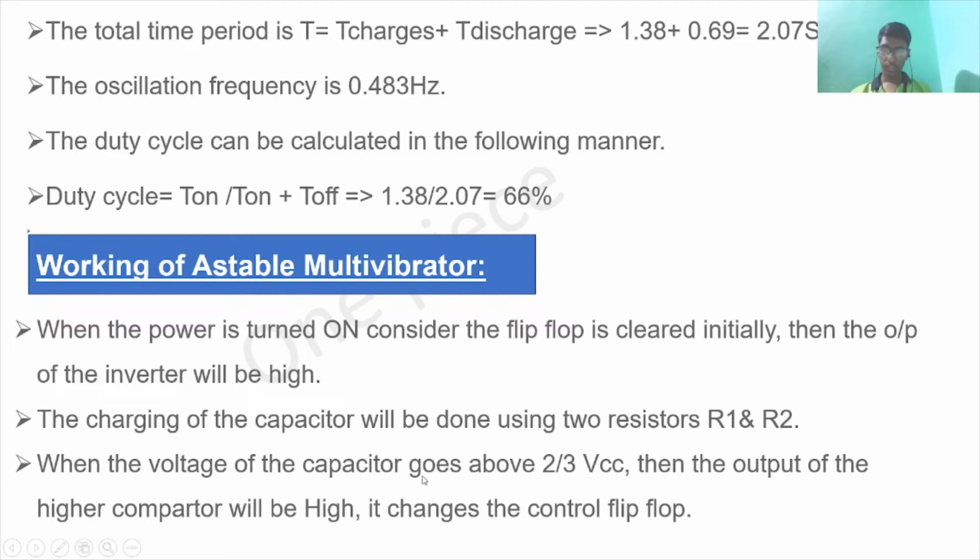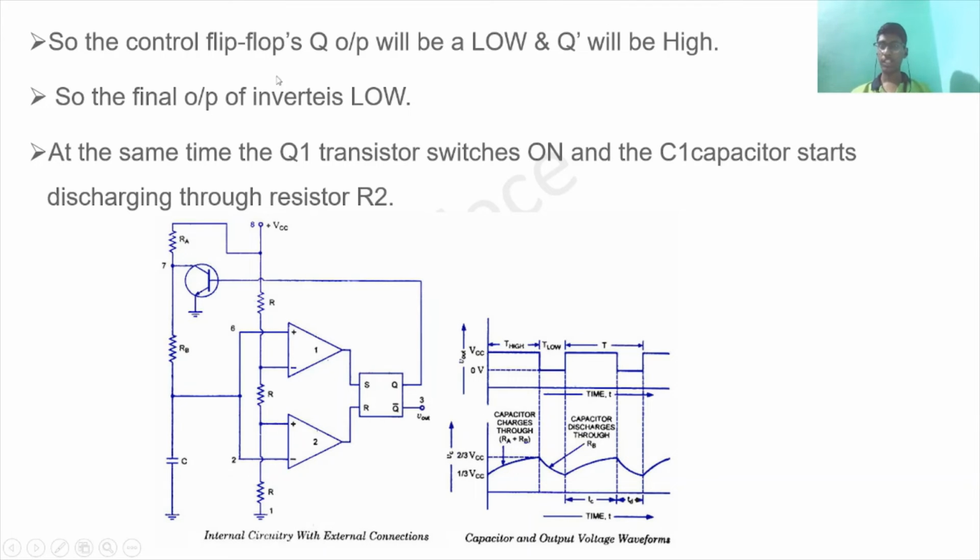When the voltage of the capacitor goes above 2/3 of VCC, the output of the higher comparator will be high. It changes the control flip-flop. So the control flip-flop Q output will be low and Q dash will be high. So the final output of the inverter will be low. At the same time, the Q1 transistor switches on and the C1 capacitor starts discharging through resistor R2.